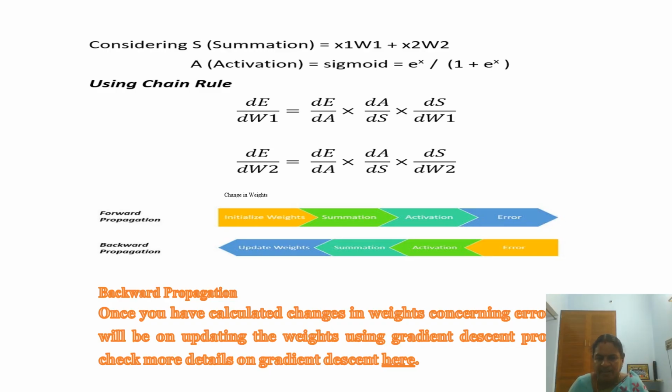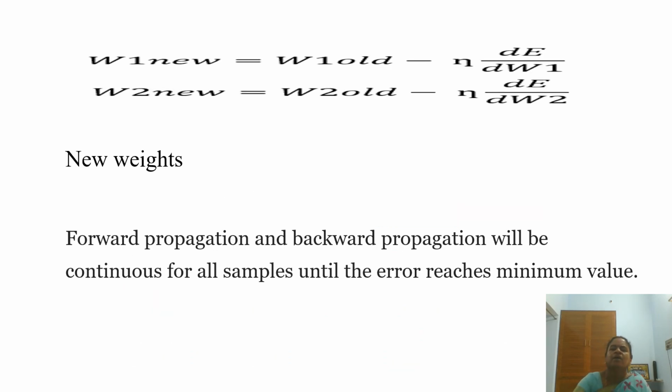Once you have calculated the changes in the weights concerning the error, we will be updating the weights using the gradient descent process. So the new weights are calculated using the formula W1 of new equal to W1 of old minus zeta of dE by dW1, and W2 of new equal to W2 of old minus zeta of dE by dW2. So ultimately, forward propagation and backward propagation will continue for all the samples until the error reaches the minimum value.